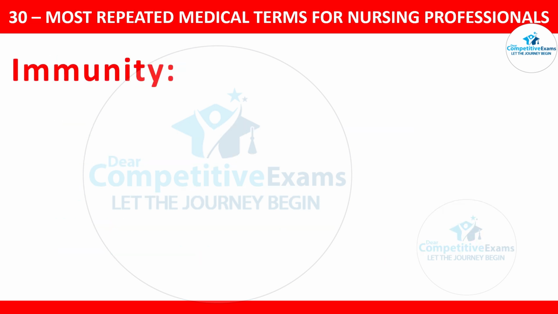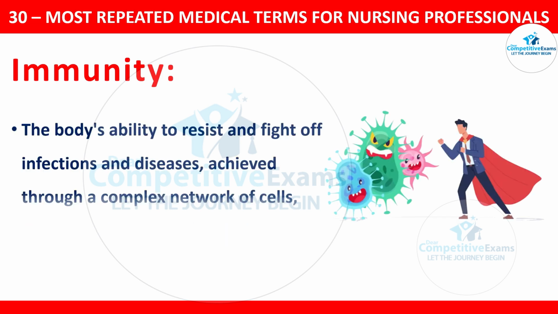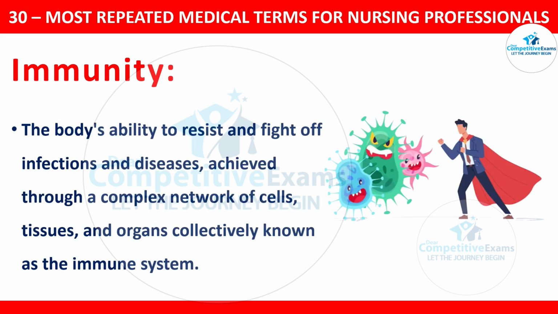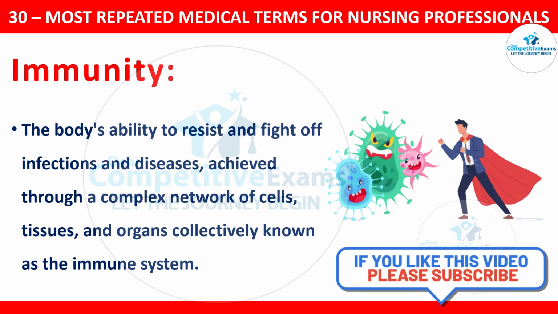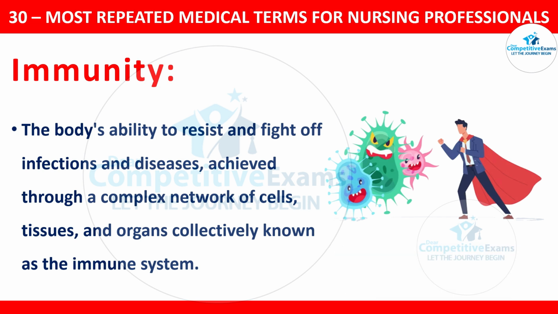Next term, immunity. Immunity is the body's ability to resist and fight off infection and diseases, achieved through a complex network of cells, tissues, and organs collectively known as the immune system.